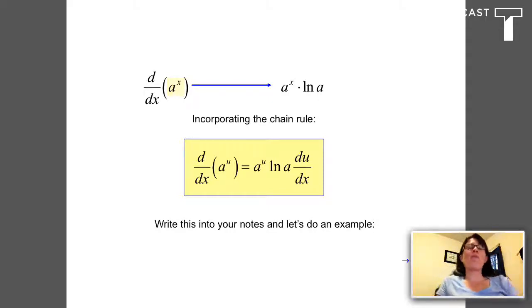That's just 1. So again, incorporating the chain rule, the derivative with respect to x of a to the u is a to the u times the natural log of a times du dx. Put that in your notes and we'll do an example.